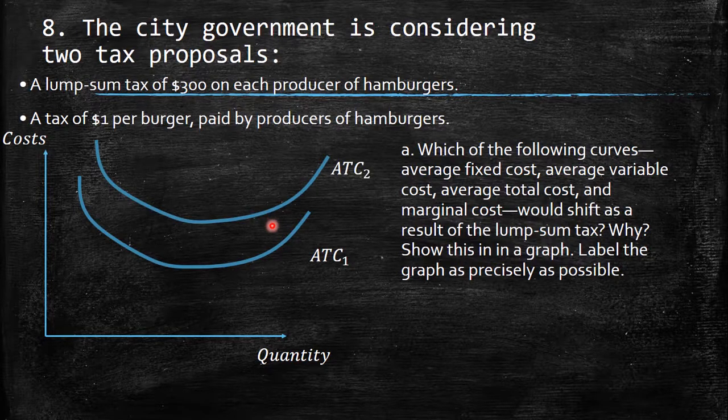Why? Remember that the total cost is the sum of the variable cost plus the fixed cost. The variable costs remain the same, but the fixed costs change due to the lump sum tax. So for this reason, this one is going to move to the right, or move up. It's going to increase for each level of quantity due to the lump sum tax.